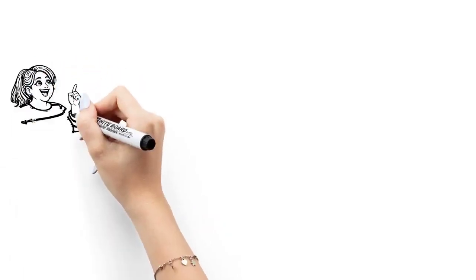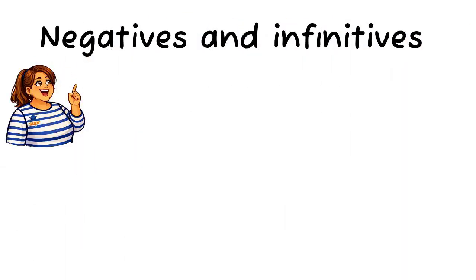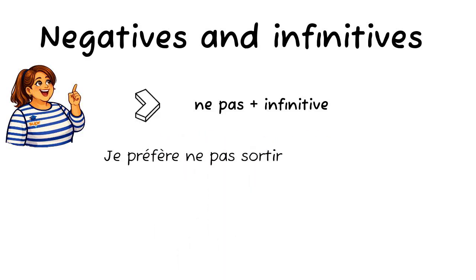Sometimes we might want to use a negative with an infinitive, and it's the infinitive that we want to negate. So in this case, the structure would be that the ne and the infinitive, in this case we're going to use ne pas, go together before the infinitive. So for example, je préfère ne pas sortir. I prefer to not go out. Because it's this going out that we are negating in this sentence, which is the infinitive sortir, the ne pas goes together before the infinitive.